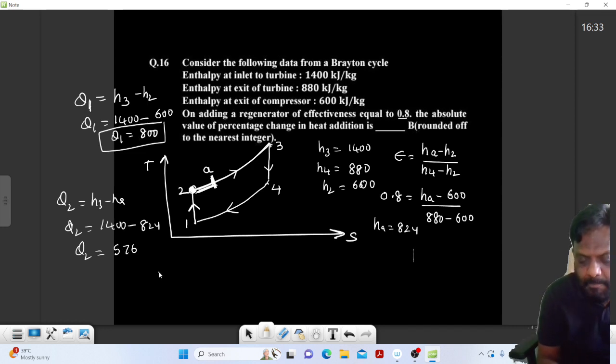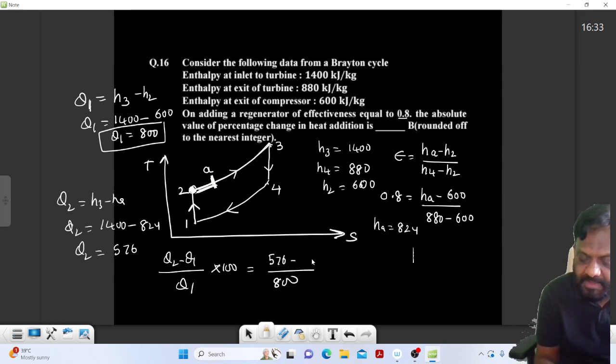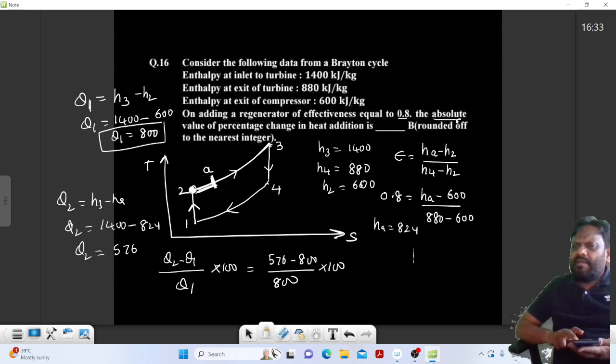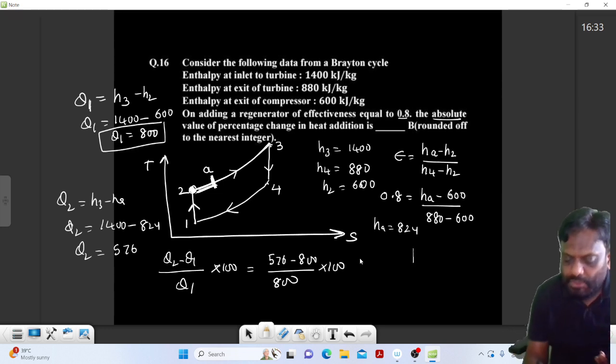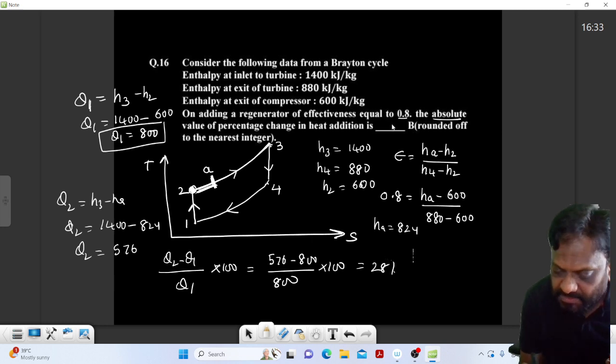What is the percentage change? Percentage change is always with respect to the original. Q1 is 800, the final heat supply is 576, and the original heat supply is 800, times 100. He is asking for the absolute value, meaning no negative sign, even though there is a reduction in heat transfer. So it will be 800 minus 576 divided by 800, and in percentage, times 100, it is 28 percent. So the answer is 28.